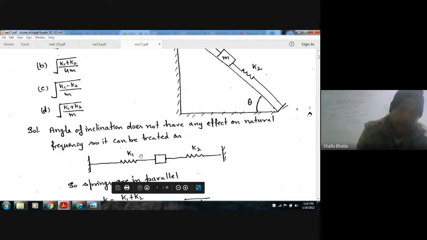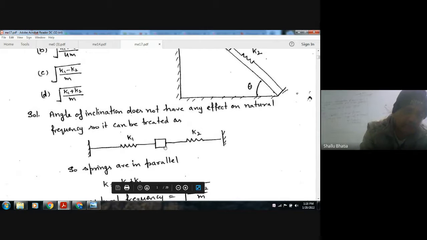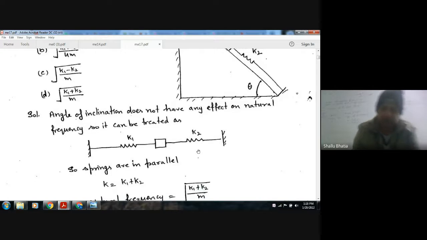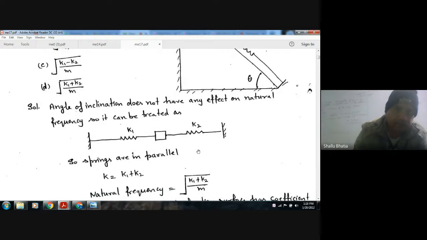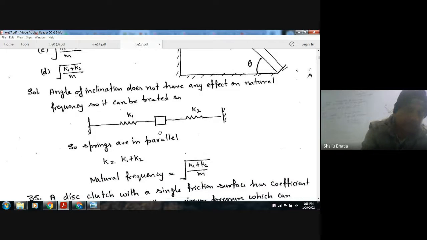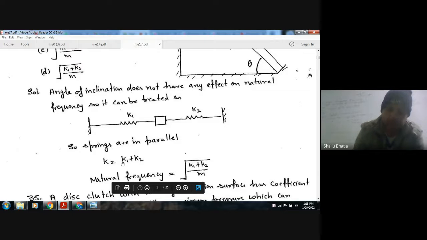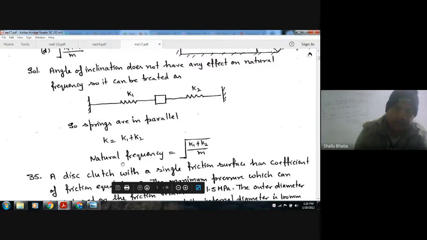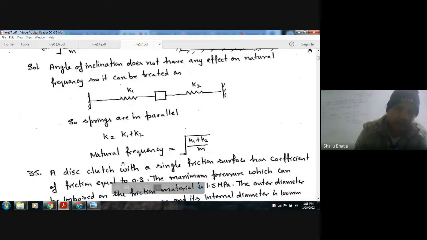Okay, and then a mass is placed between two springs, then the springs behave like parallel springs. So the equivalent stiffness is K1 plus K2. Okay, so this is your equivalent stiffness and natural frequency will be root of (K1 plus K2) divided by m. Okay, next.